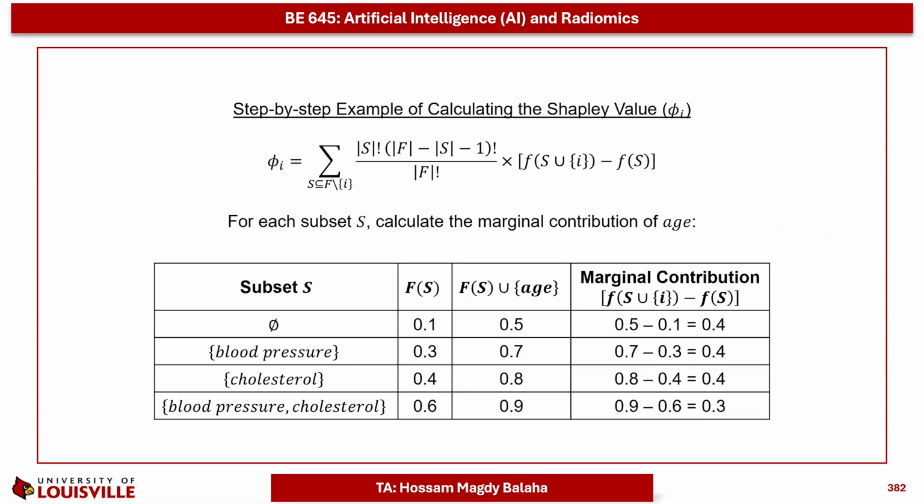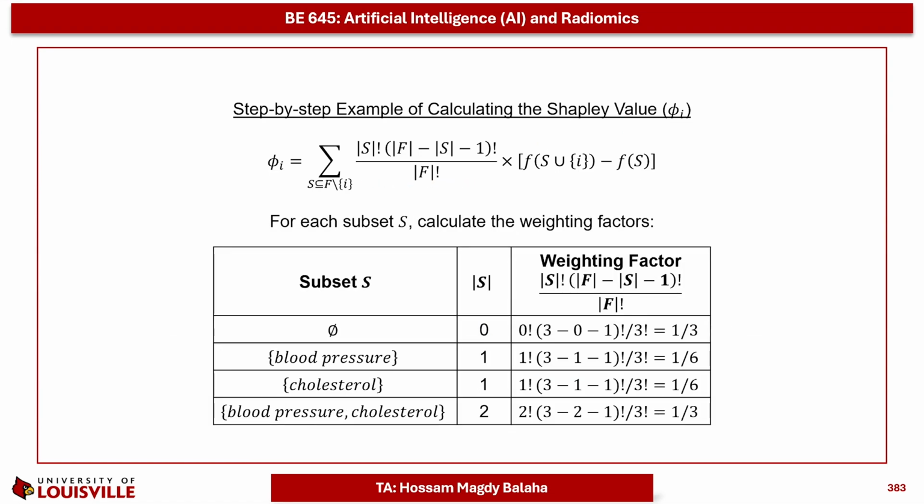The next step is to substitute. Let's first calculate the marginal contribution by subtracting this value from this value. So 0.5 minus 0.1 is 0.4, 0.7 minus 0.3 is 0.4, and the same for the others. Now we got the marginal contribution for all subsets. We need to calculate the weighting factor, and this will be the next step. For the first subset, it's empty, so its length will be 0. Those are 1, and the last one is 2.